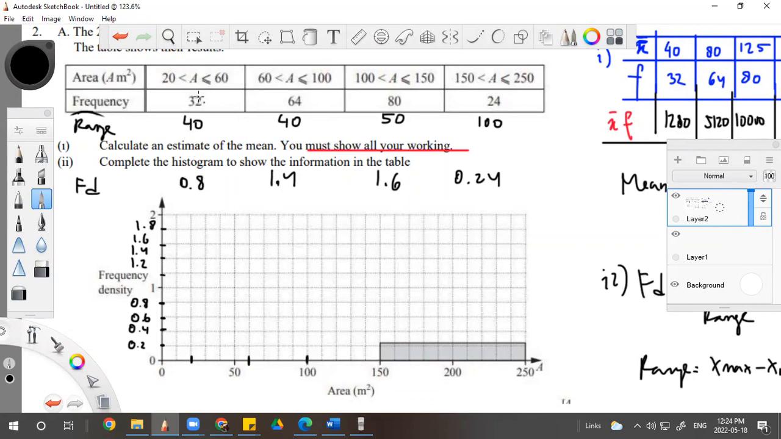So from 20 to 60, the frequency density is 0.8. So you put it here, right? Make a dashed line so there's an indicator. Okay. And then from 60 to 100, 1.4 is a bit on top. Yeah, there you go. Okay, close. 1.6.